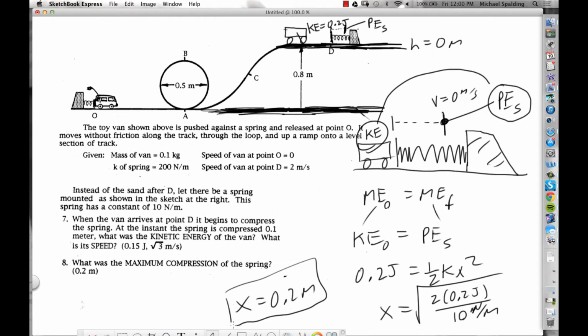That makes sense? Basically, long story short, before the van hits the spring, it has kinetic energy. When the van is fully smushed into the spring, it has potential energy, and then you set those equal to each other and solve for x, where x is how far the spring got compressed.